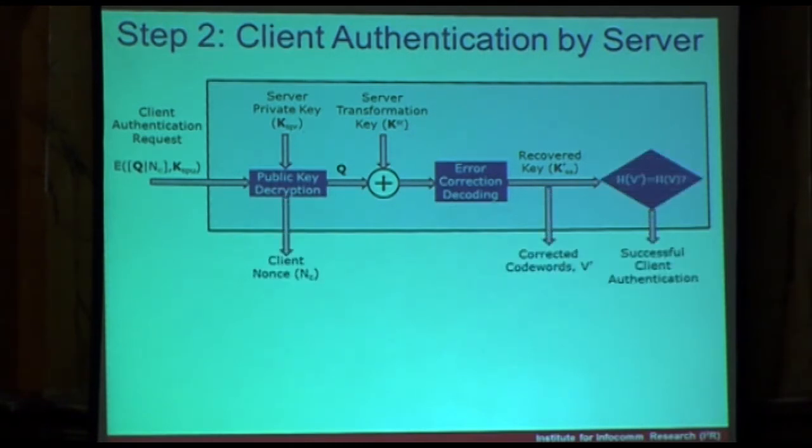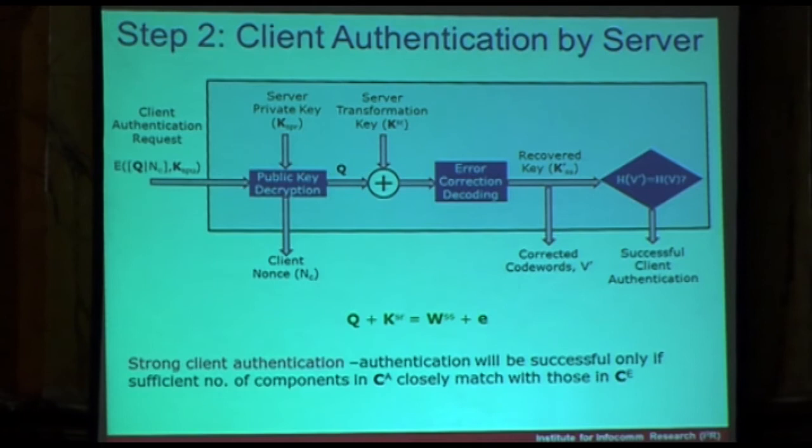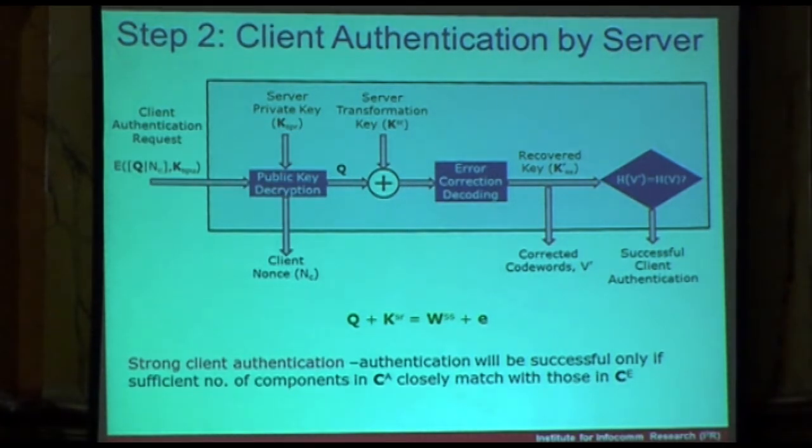Basically, the outputs are the corrected code words and whether the authentication is successful, and then you get the client nonce. So if you look at this Q plus this KSR, it's essentially the code word with some errors, so it can be decoded. And it provides strong client authentication because only if a sufficient number of components between CA and CE match can you decode the correct code words and do the successful authentication.